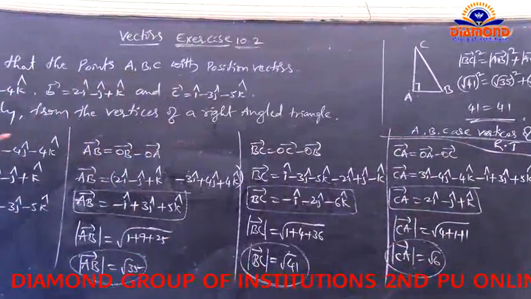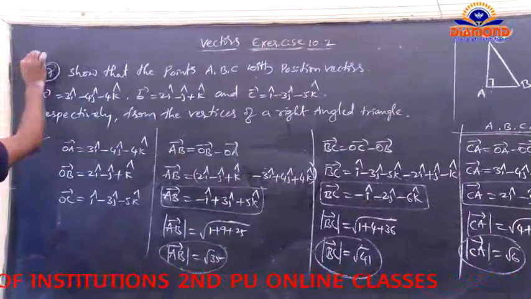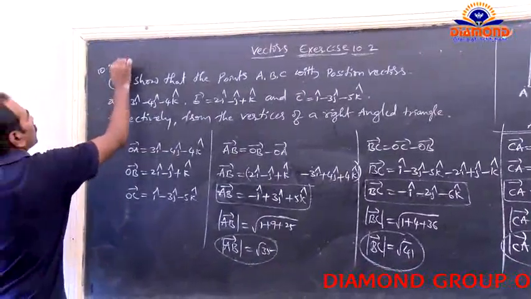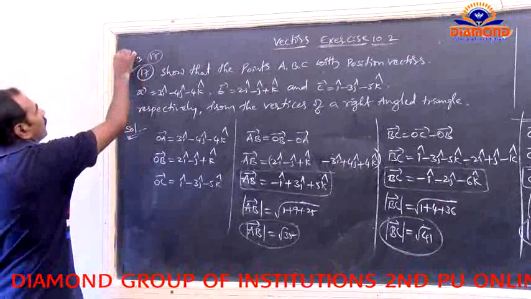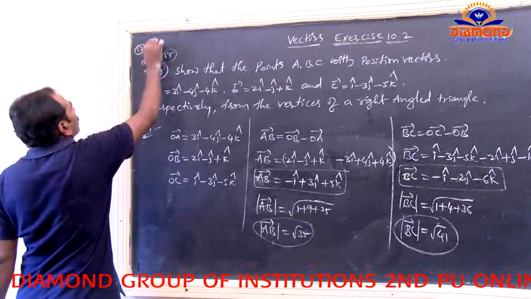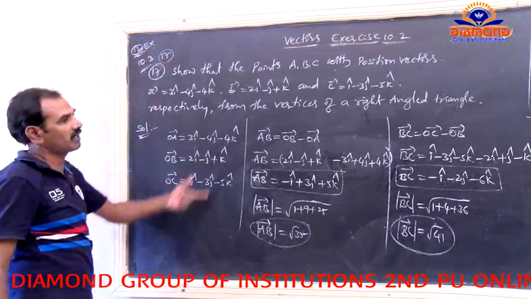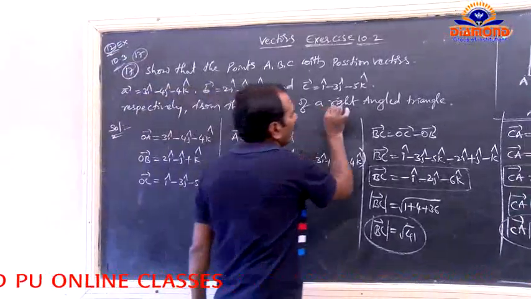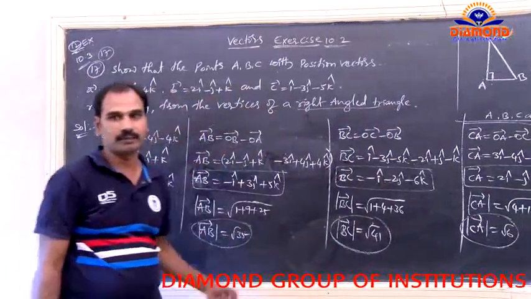The same question appears in exercise 10.3 question 17 and in example question 12. So three questions use the same method: prove the points are vertices of a right angle triangle.